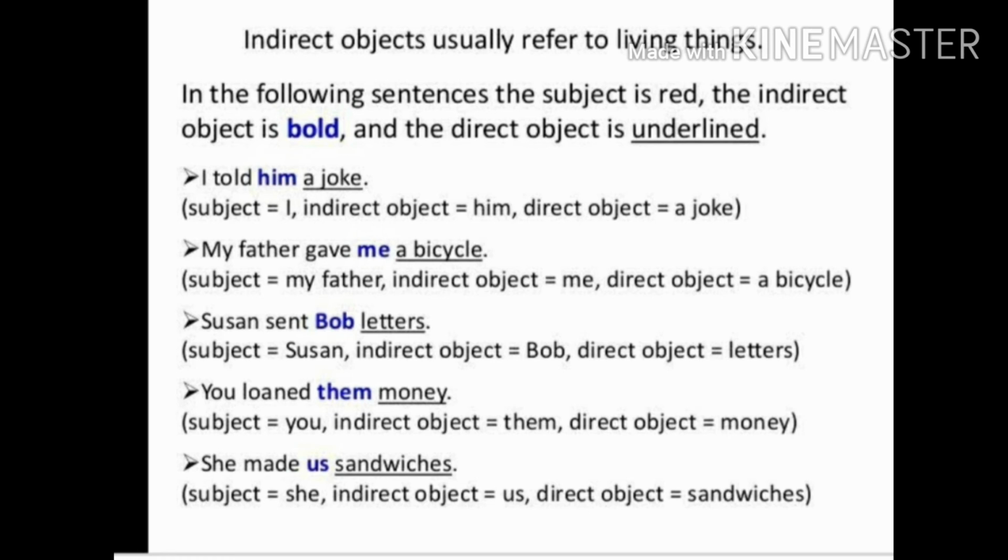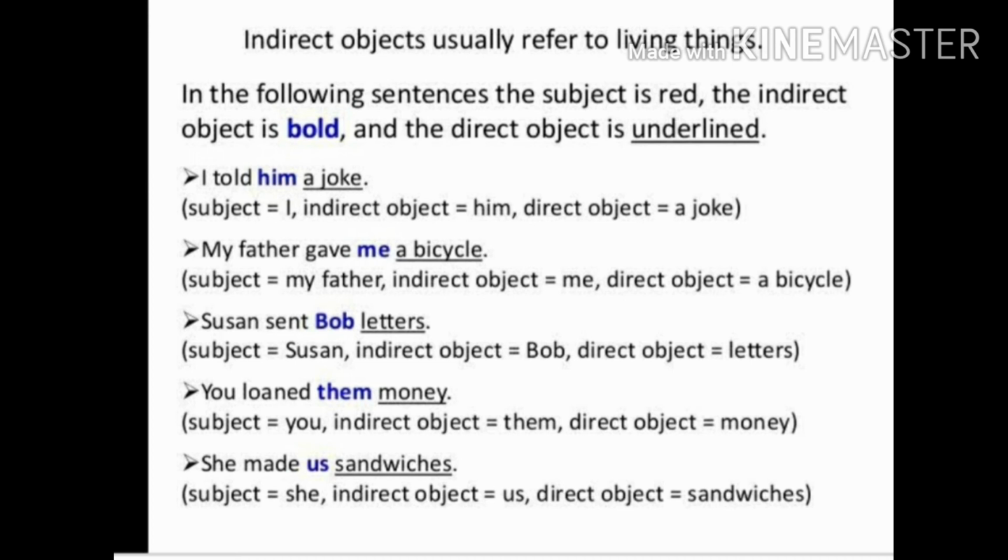My father gave me a bicycle. What did my father give me? A bicycle. Then it is the direct object. We use the question word what. Whom did father give a bicycle? Me. Me is the indirect object.